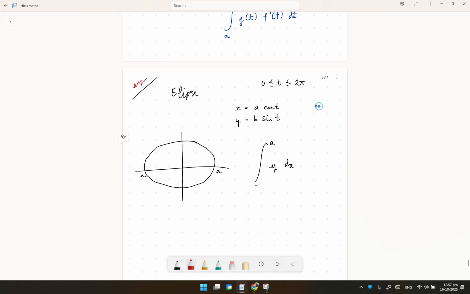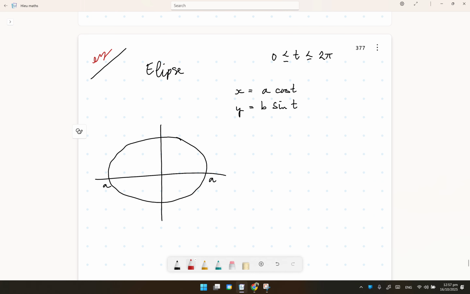So let's say that we had an example here of an ellipse, where we have x equals a cos t, and y equals b sine t. Again, if we wanted to find the area of this ellipse, we're going to have to do it from, technically this is minus a, from minus a to a of y dx. Well, then we have it in here.